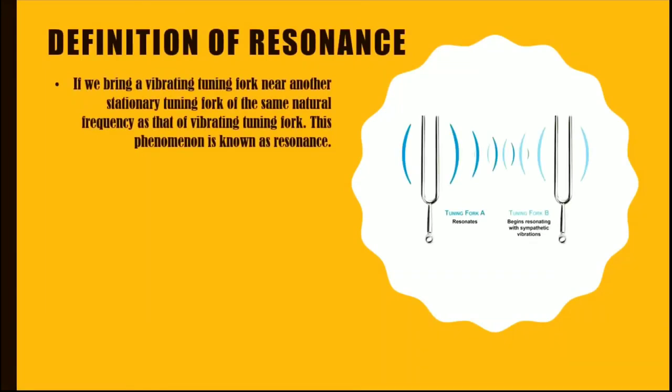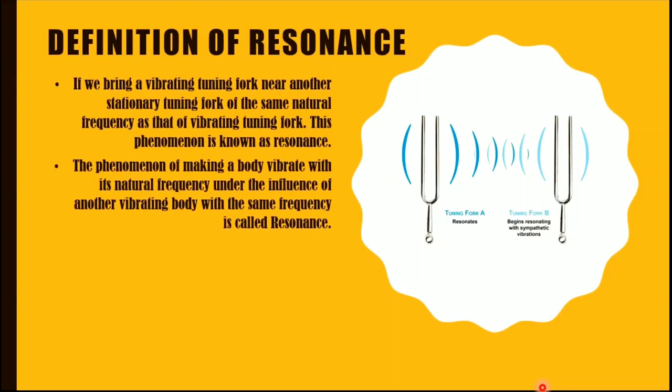If we bring a vibrating tuning fork near another stationary tuning fork of the same frequency as that of the vibrating frequency, this phenomenon is known as resonance. That means this is tuning fork A, it is already vibrating. So when it is brought near this one, what happens? It starts vibrating. So this is known as the phenomenon of resonance. In other words, you can express it as the phenomenon of making a body vibrate with its natural frequency under the influence of another vibrating body with the same frequency is called resonance.